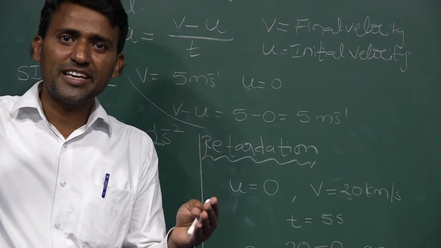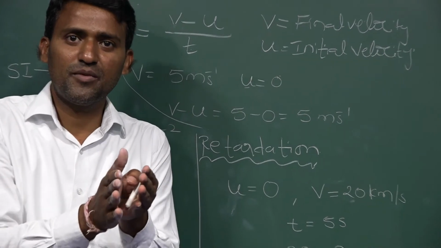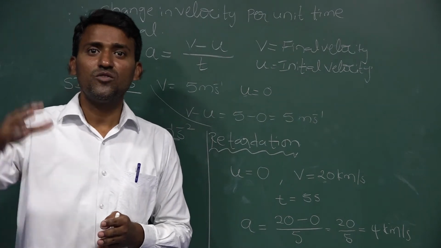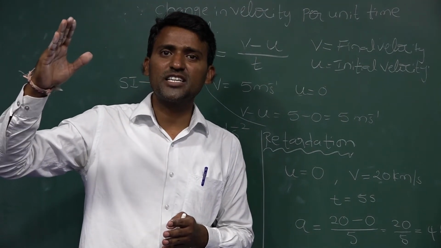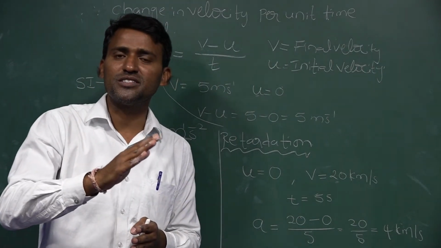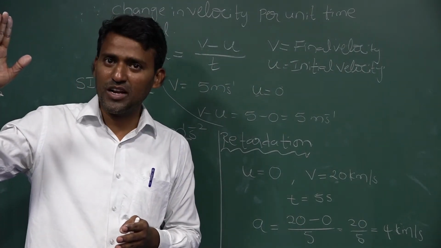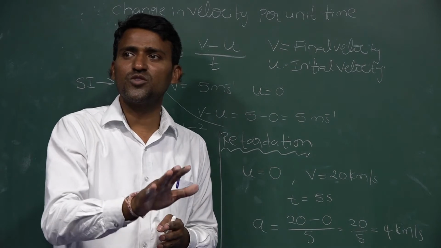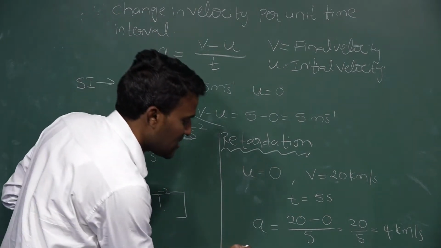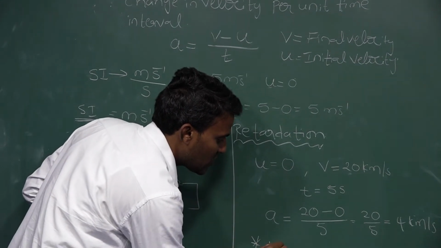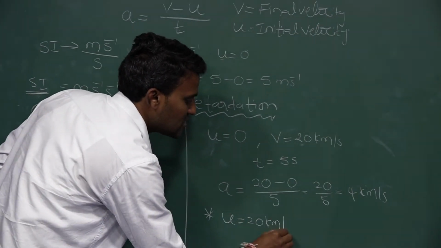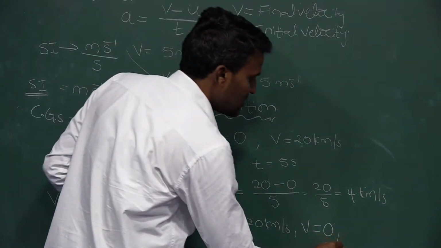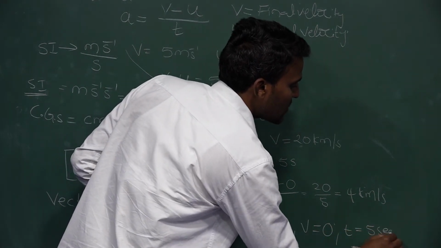Now, while they are coming back home, the vehicle speed gradually decreases. When they reach home, they come to the rest position, from maximum velocity to rest. The maximum velocity is the initial velocity. When they reach home they apply the brakes, so the final velocity is 0. Here the initial velocity is 20 kilometer per second, the final velocity is 0, in a time interval t equal to 5 seconds.